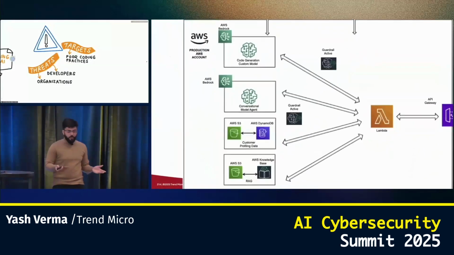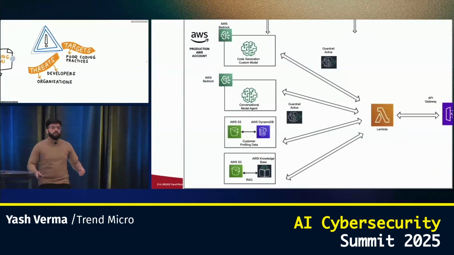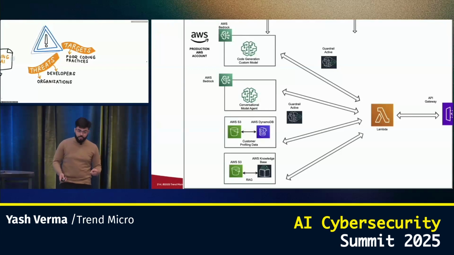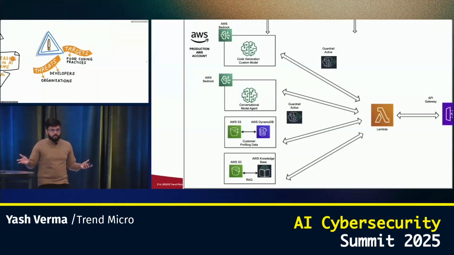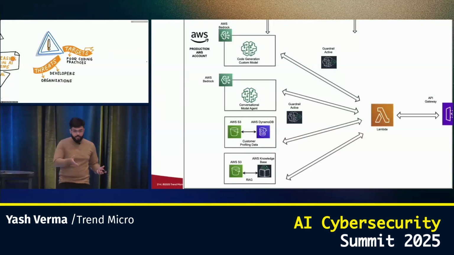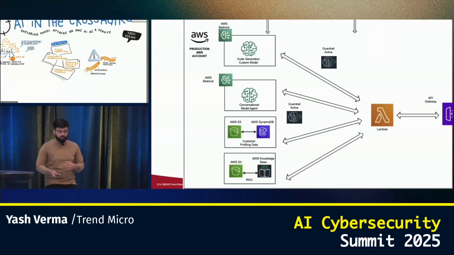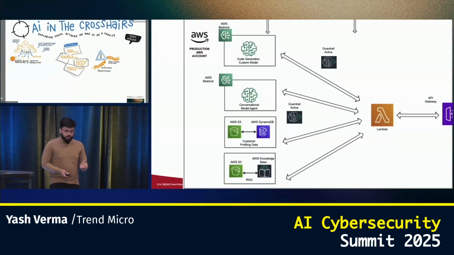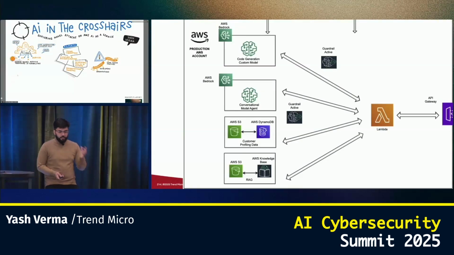Also, this is the prod AWS account, wherein we are using Amazon Bedrock, and we have two models here. One is the code generation custom model that generates Python-based SQL queries to get a lot of customer data. For example, if I want to query something like my Amazon order status, it will fetch that using a Python-based SQL query that will be executed by Lambda. Then comes the conversational model agent, which is just for the chat application. And then there are a lot of other things, like the RAG architecture using a knowledge base and S3.